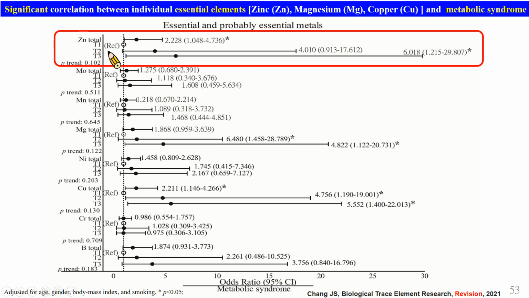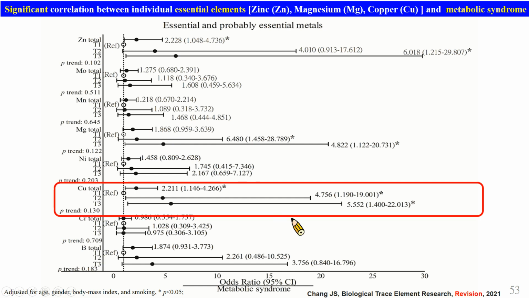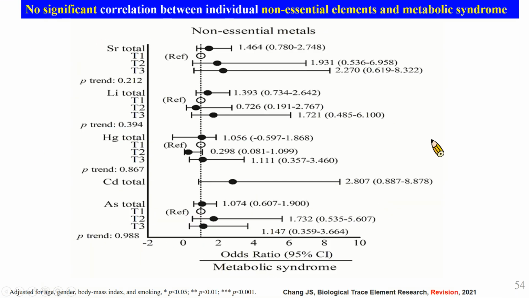In the case of zinc, you can see zinc exposure itself independently predicts risk of metabolic syndrome, but this risk increases as the plasma zinc level increases. This dose-dependent effect was also observed in magnesium and copper as well. But there was no such dose-dependent effect for non-essential metals.